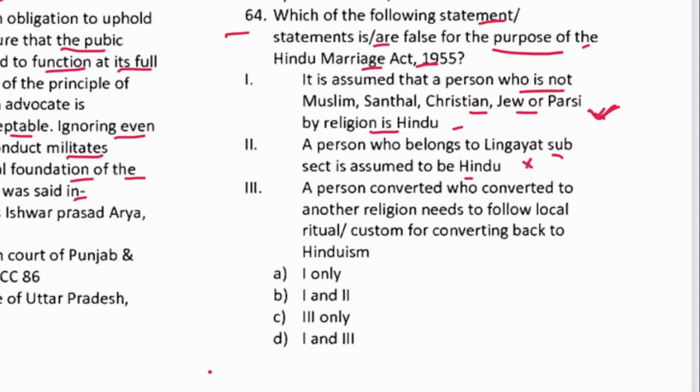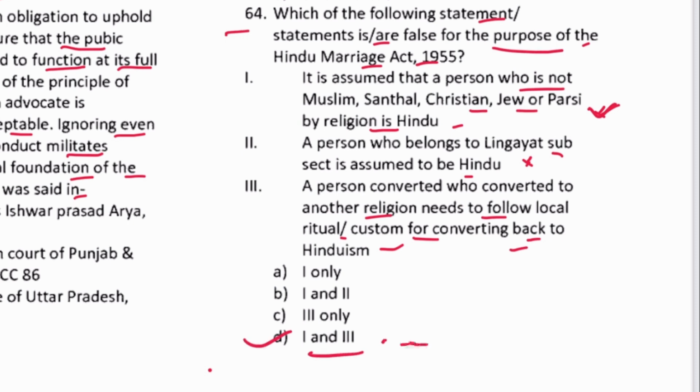Then, a person converted to another religion need to follow local ritual or customs for converting back to Hinduism. It is correct. So 1 and 3 are correct. So D is the answer. 1 and 3 are correct.